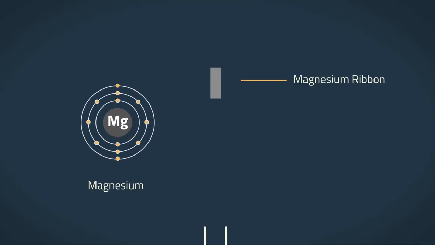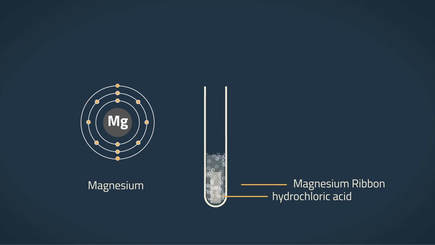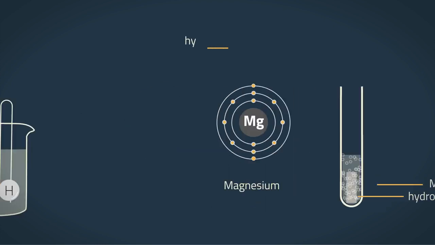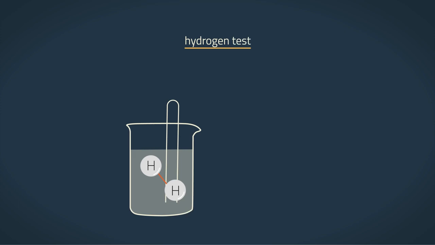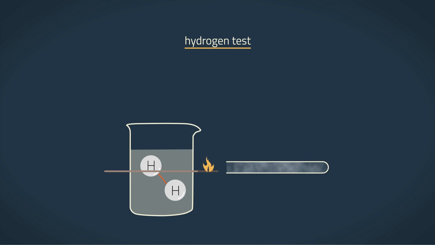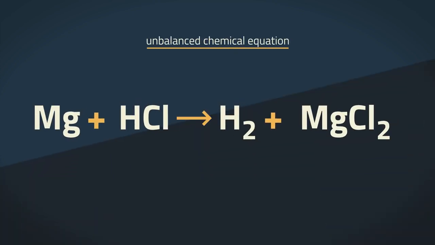Magnesium metal reacts with hydrochloric acid to produce hydrogen gas and dissolved magnesium chloride. We can test for the presence of hydrogen gas by placing a lit splint at the mouth of a test tube. If we hear this distinctive squeaky pop, it means that hydrogen has indeed been produced. The unbalanced equation for this reaction looks like this.